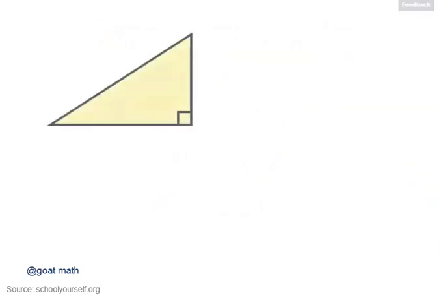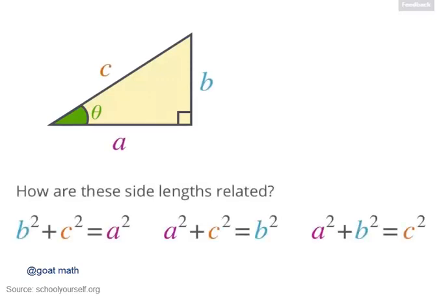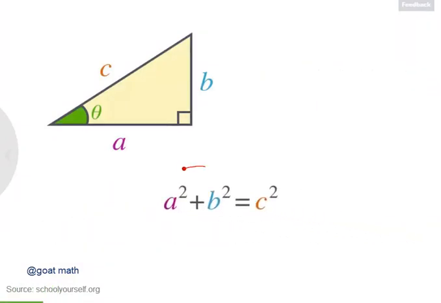But first, let's start with a right triangle. Suppose this angle here is theta, and let's call the side lengths A, B, and C. Which of these is the correct relationship between these side lengths? If you're not sure, click over here to review. Exactly. The Pythagorean theorem says that a squared plus b squared equals c squared.